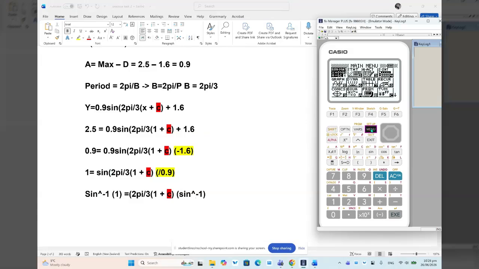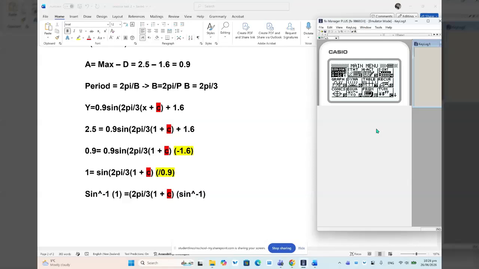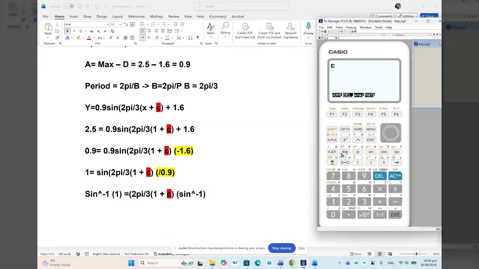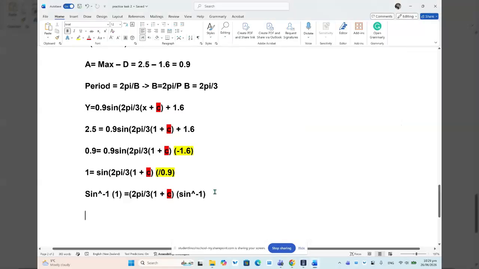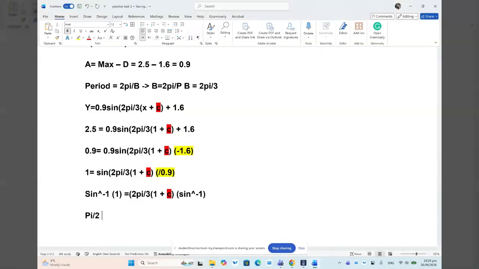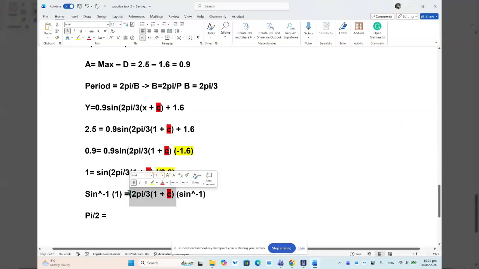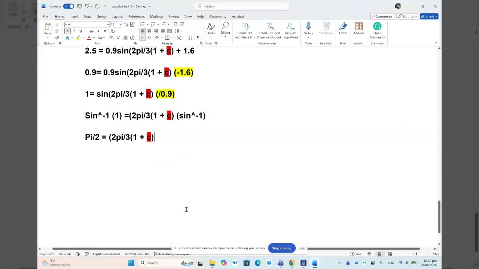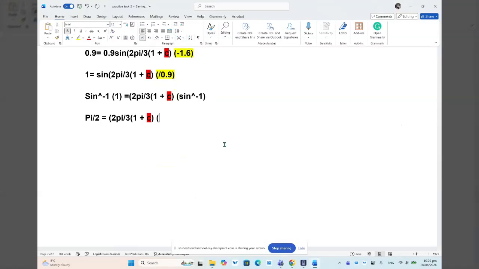So shift menu. I don't know how this thing works. Wait, let's just see if it works. Sine 1. It should give me pi over 2. If it doesn't, it's in the wrong unit. There we go. That works. Perfect. So as you can see, pi over 2, or half of pi, equals all this here. Right? And that was just inverse sine.